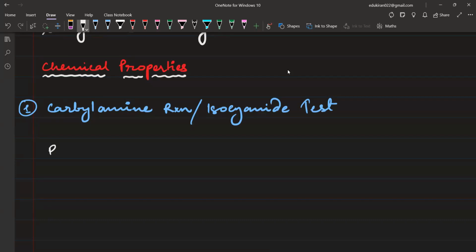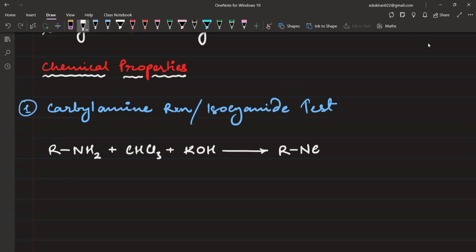In this reaction, primary amine RNH2 reacts with chloroform CHCl3 in the presence of a base and gives alkyl isocyanide, RNC, plus KCl and H2O. Now, this isocyanide has a very foul smell. And this can be used as a test for 1 degree amines, primary amines.